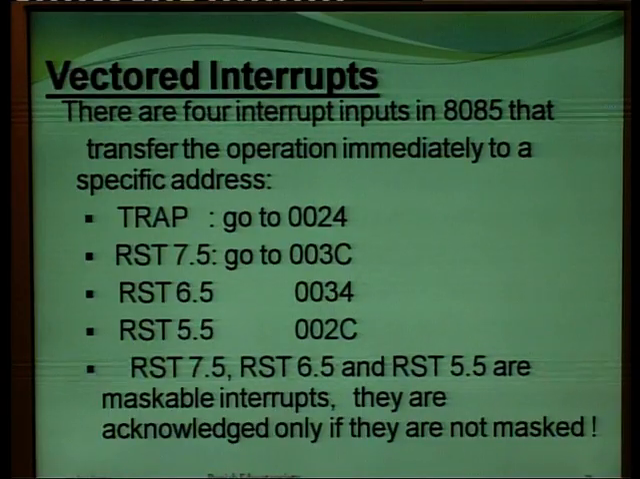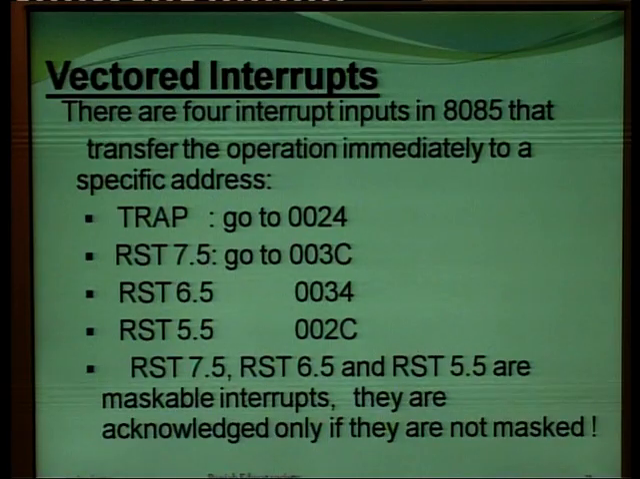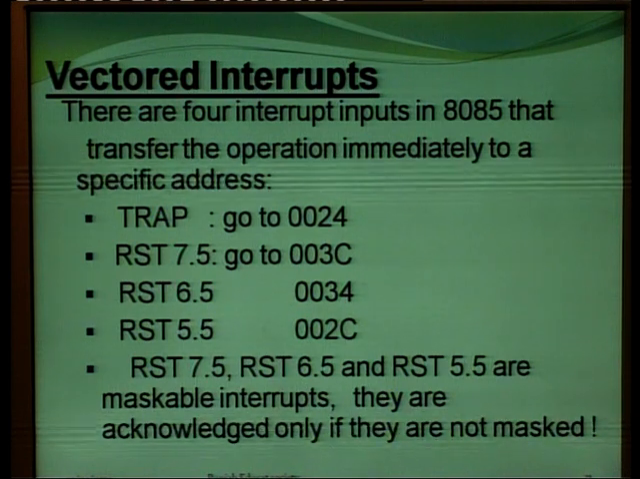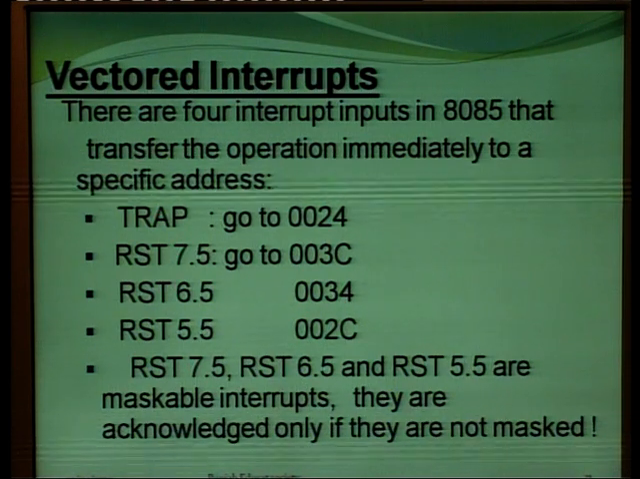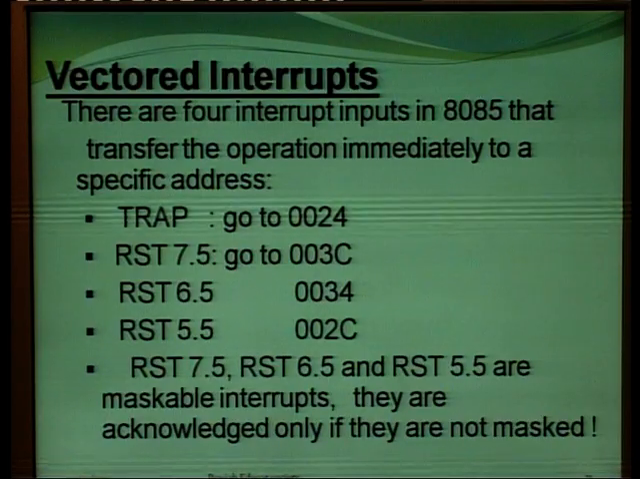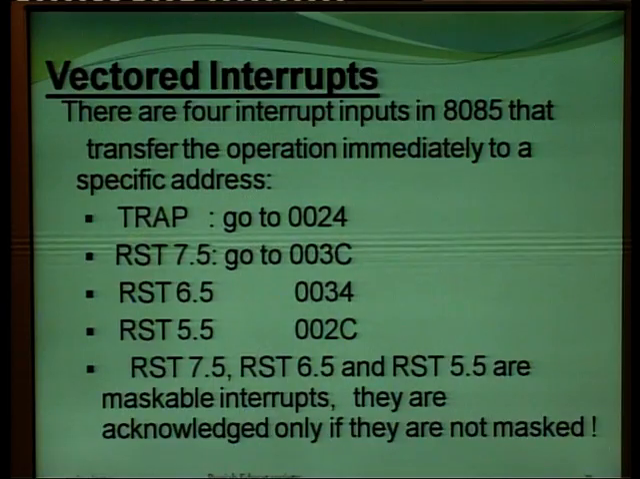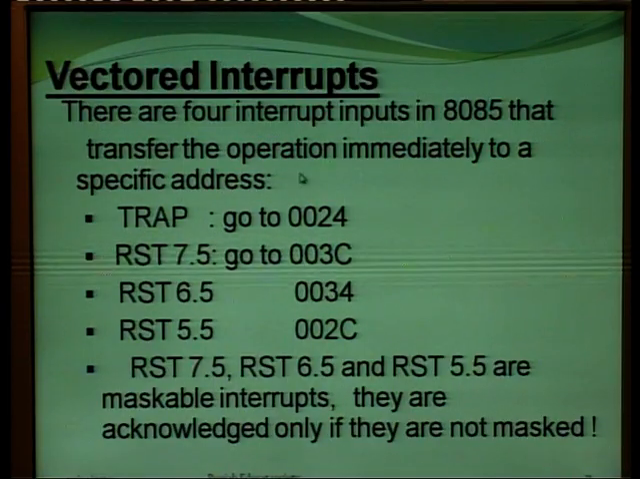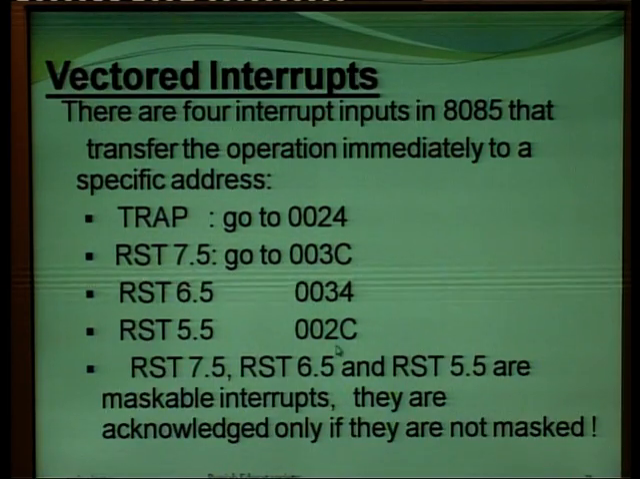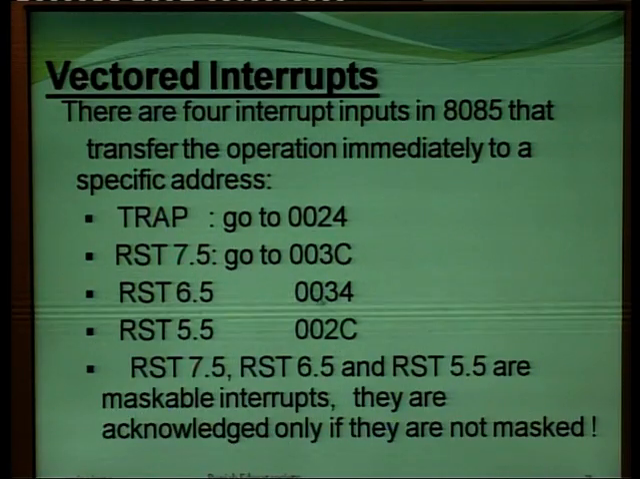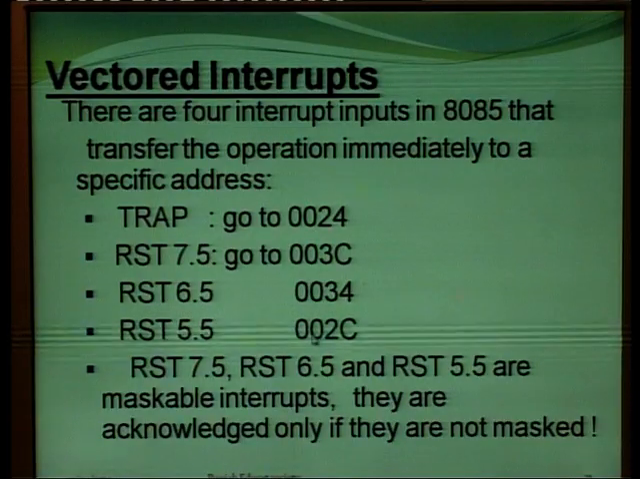a particular address immediately. These 4 interrupts are trap, that is transferred to 0024, then RST 7.5 that is 003C, RST 6.5 that is its vector address is 0034 and RST 5.5 its vector address is 002C. That means these 4 interrupts which are vector interrupts have the starting address of 00. They are located in page number 00.